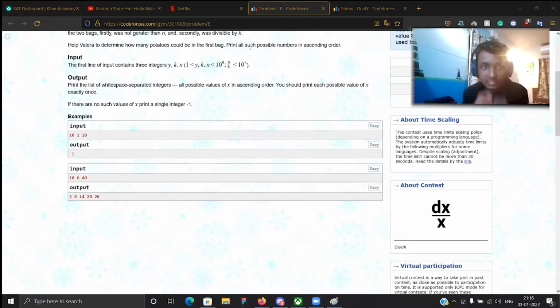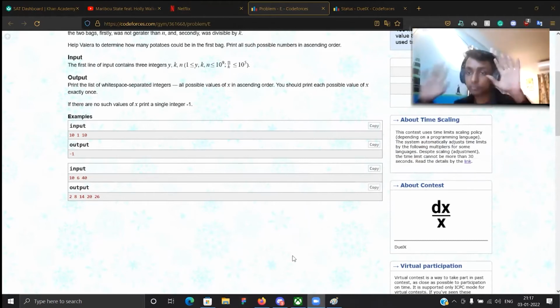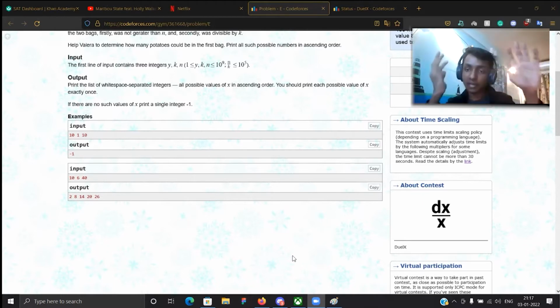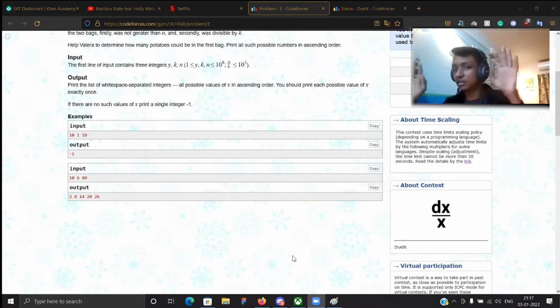So let's say x is equal to, y is equal to 10. What I'm trying to say here is, let's say you have 2 bags of potatoes. It says that when you add the potatoes in both bags, the sum is exactly divisible by k. So let's say I have 5 potatoes in one bag and 10 potatoes in this bag, and I'm saying that the sum is divisible by some integer n. So 5 plus 10, 15, is divisible by something.